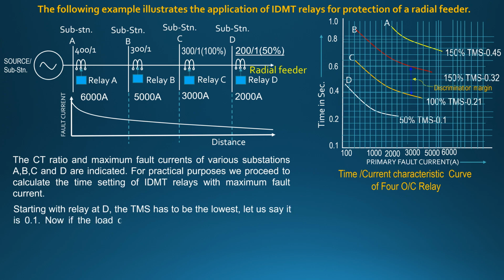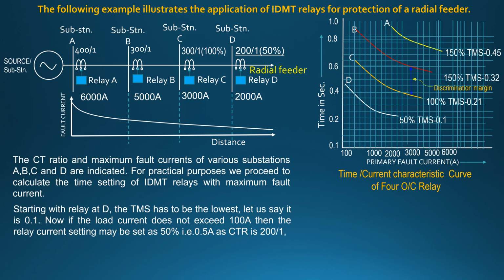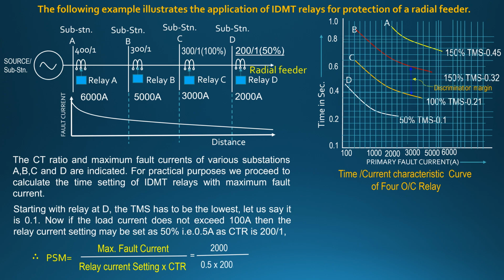Now, if the load current does not exceed 100 ampere, then the relay current setting may be set as 50%, that is 0.5 ampere, as CTR is 200 by 1. Therefore, PSM is equal to maximum fault current divided by relay current setting into CTR, which is 2000 by 0.5 into 200 by 1, is equal to 20.